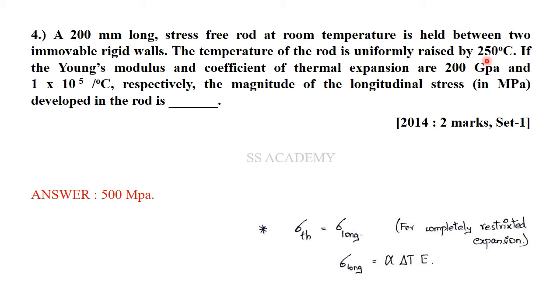It is increased by 250 degrees Celsius. That is, for example, if it is at 0 degrees Celsius, it is increased to 250 degrees Celsius. If it is at 25 degrees Celsius, it is increased to 275 degrees Celsius. So 250 degrees Celsius is the difference. So alpha into del T into E: alpha is 1 into 10 power minus 5, del T is 250, E is 200, which comes out to be 500 megapascal.